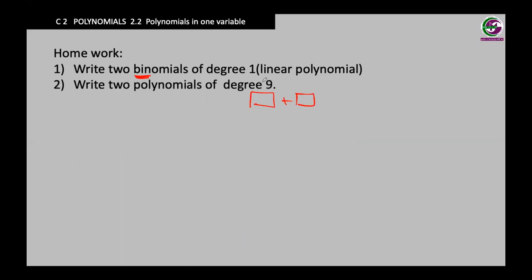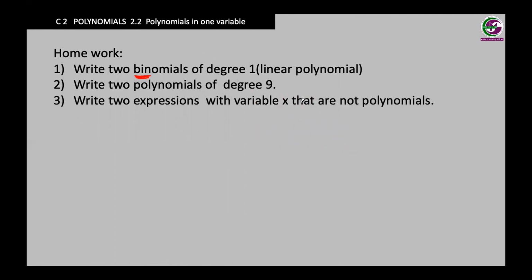Next question is, write two polynomials of degree 9. So you can use any number of terms, maybe 3 terms, 4 terms. It is not specified, but the highest power should be 9. Write two expressions with variable x that are not polynomials. So you can use x power half or any power which is not a whole number. It will be an expression which is not a polynomial.